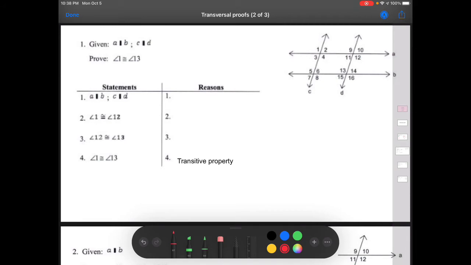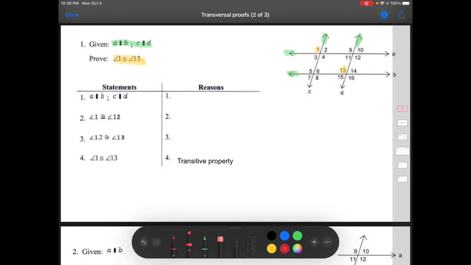Alright, then this is a proof. We're going to fill in the blanks. So first we look here, the given is that A is parallel to B, and C and D are parallel. So all those lines are parallel. And our goal is to prove that angle 1 is congruent to angle 13. Those aren't an angle pair because they aren't using the same parallel lines. So we can't just say they are by using one of our angle pairs, so we have to find another way to show that they're equal.